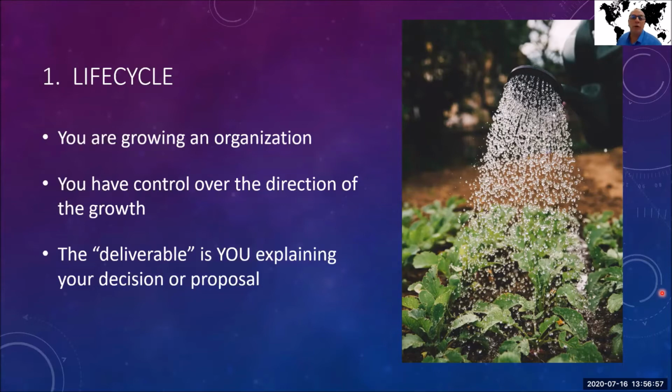We have control over this. This isn't just something happening outside of our control. We have control over the speed of the growth and the direction of the growth. We decide what kind of organization this is going to be. And the deliverables that we're talking about are just you explaining the decisions you made to grow this organization and to reach your strategic goals.